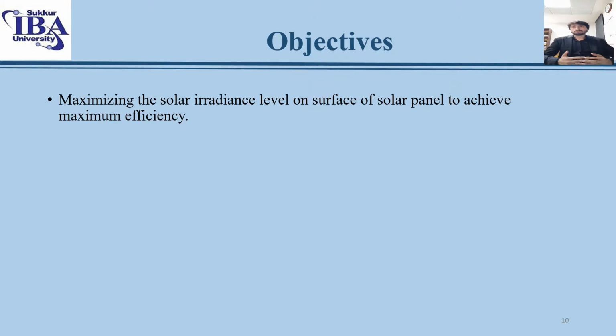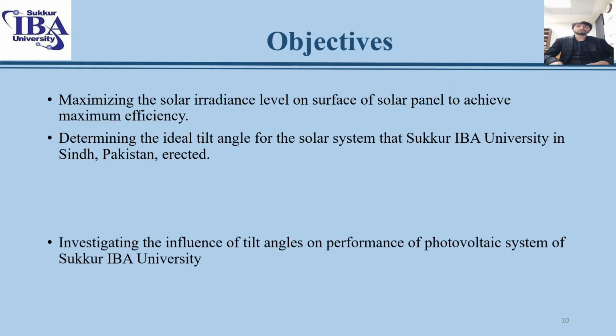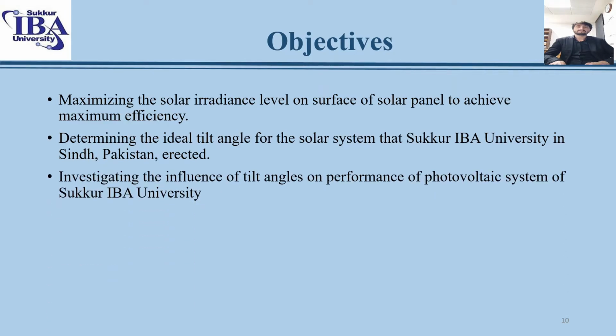What are our objectives? Our objectives are, number one, maximizing the solar irradiance level on the surface of the solar panel to achieve maximum efficiency. The second, determine the ideal tilt angle for the solar system that Sukkur IBA University and Sindh Pakistan erected.